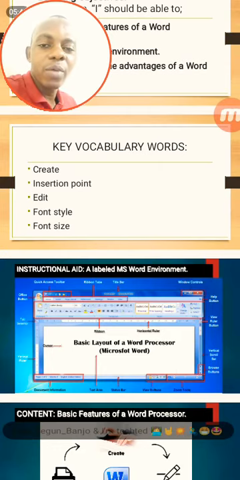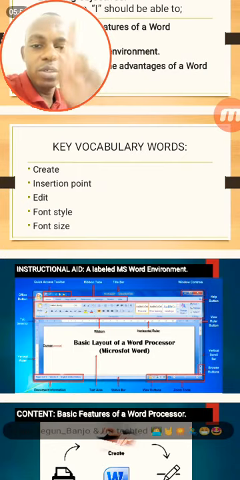Then the other one is insertion point. Insertion point: when you see your cursor blinking on the screen, that exact point where the cursor is blinking, it's not stable. So that's the insertion point. It can be anywhere on the screen, or by default, once you open your MS Word, you see the cursor blinking. So that's the insertion point.